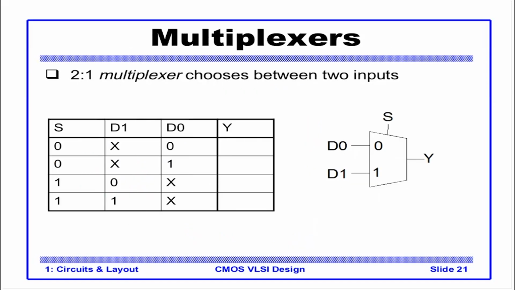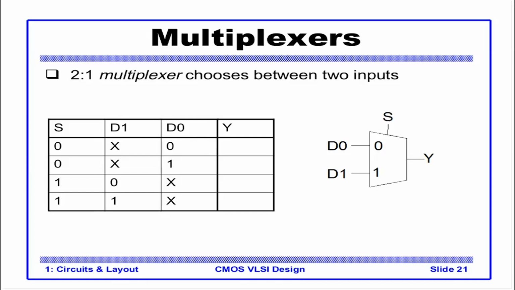Now I mentioned that a tri-state inverter is most popular in construction of muxes. So this is the case. Let's look at a 2:1 mux. Let's review the mux functionality.